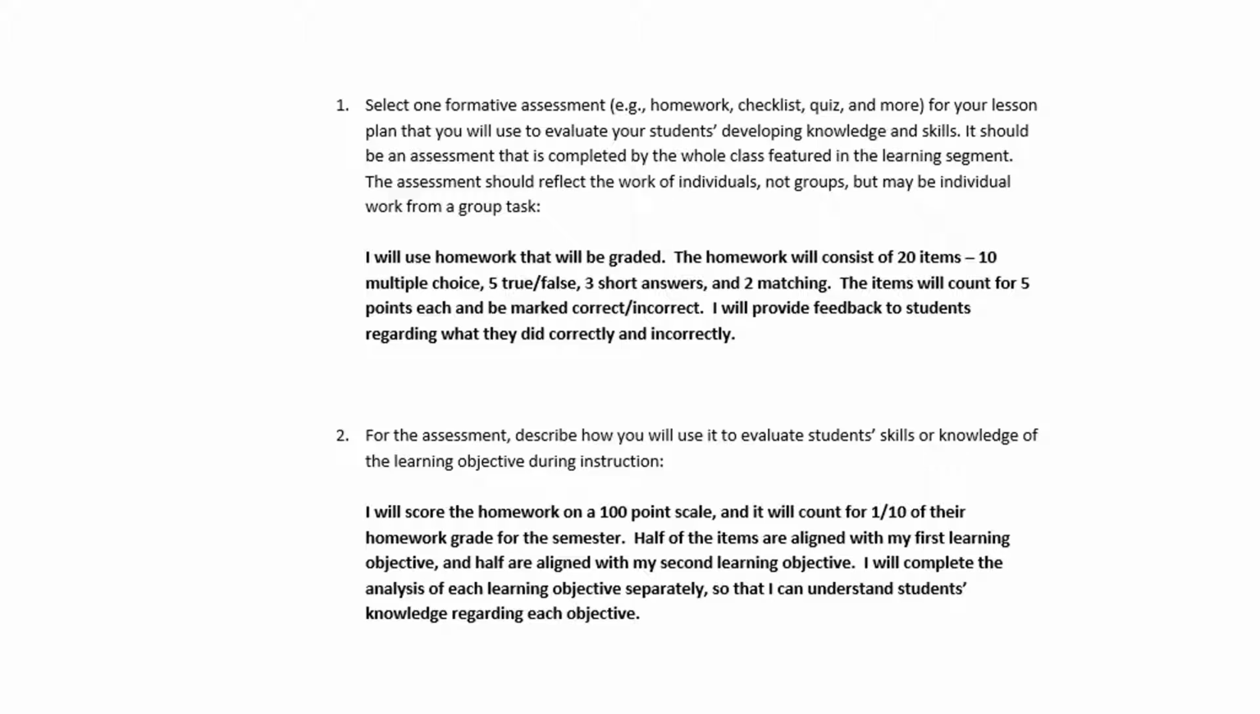So for the second question, how will you use it to evaluate students' knowledge or skills? You could write something like, I will score the homework on a 100-point scale and it will count for 1/10 of their homework grade for the semester. Half of the items are aligned with my first learning objective, and half are aligned with my second. So we're assuming this lesson plan had 2 learning objectives. If yours only had 1, then obviously everything's going to align with that, 100%. I will complete the analysis of each learning objective separately so I can understand students' knowledge regarding each objective.